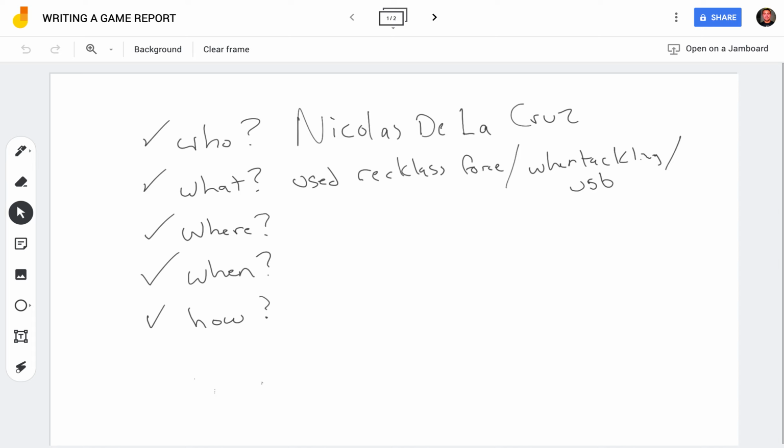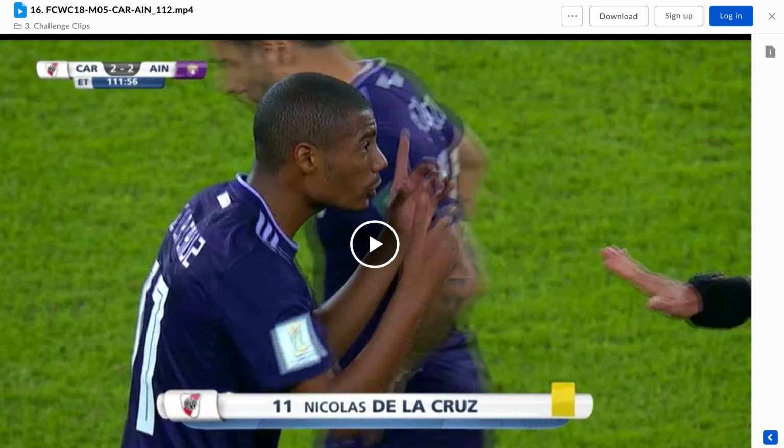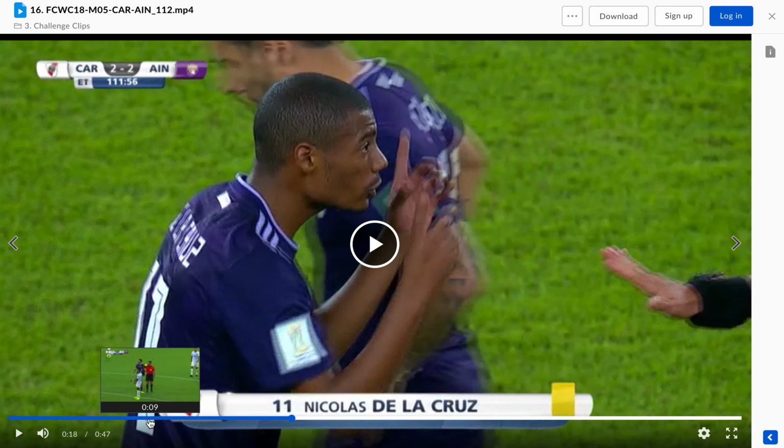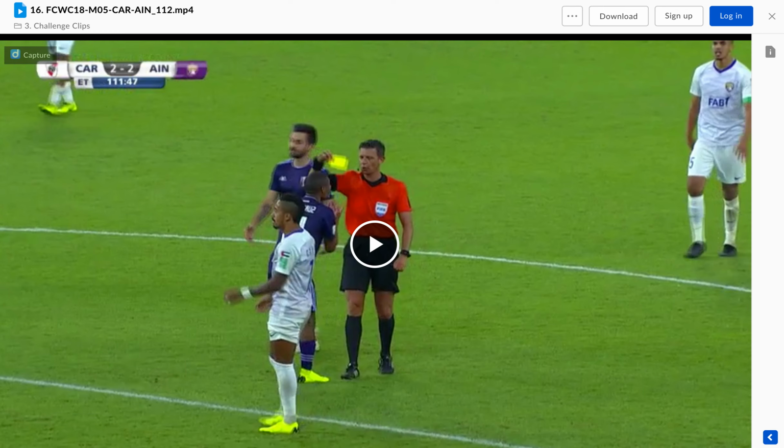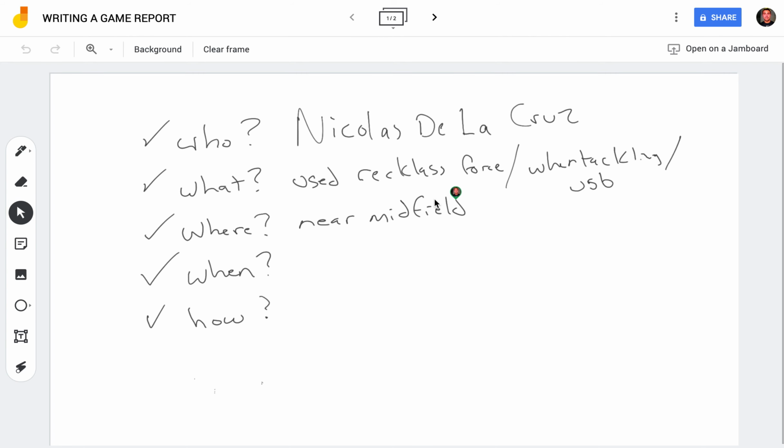Now, where on the field did it occur? We're going to go back to this, and I am going to play us back here. Most of you probably remember. We'll just put it to here. It occurred near midfield. So it's important that we have the location on the field as a fact. Then when? Most of you noticed it was in the 111th minute. So this is a long game, but it is in the 111th minute. So that's important. And how, again, we're going to go back to what happened. The how and what are very much interrelated. He tackled a player using reckless force, and he was cautioned for unsporting behavior.